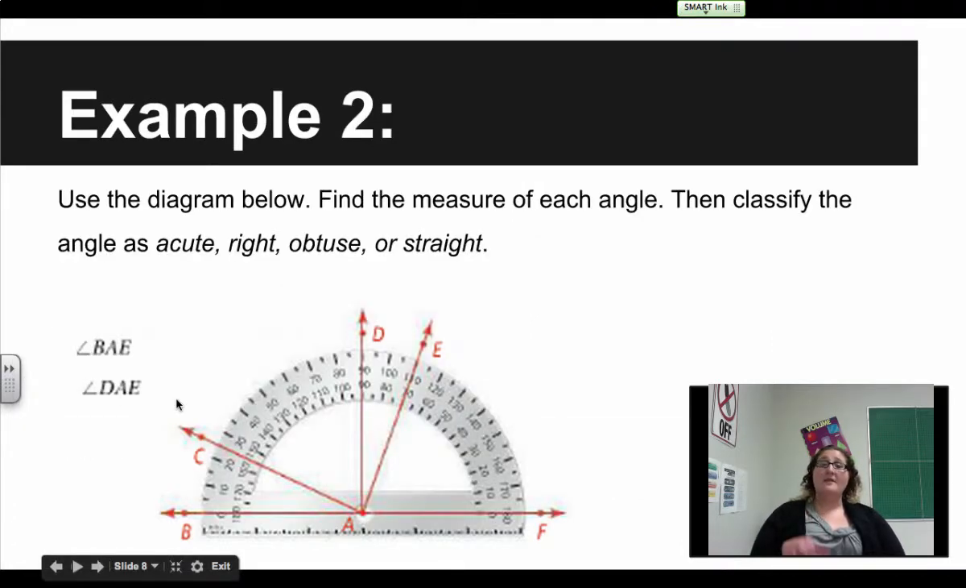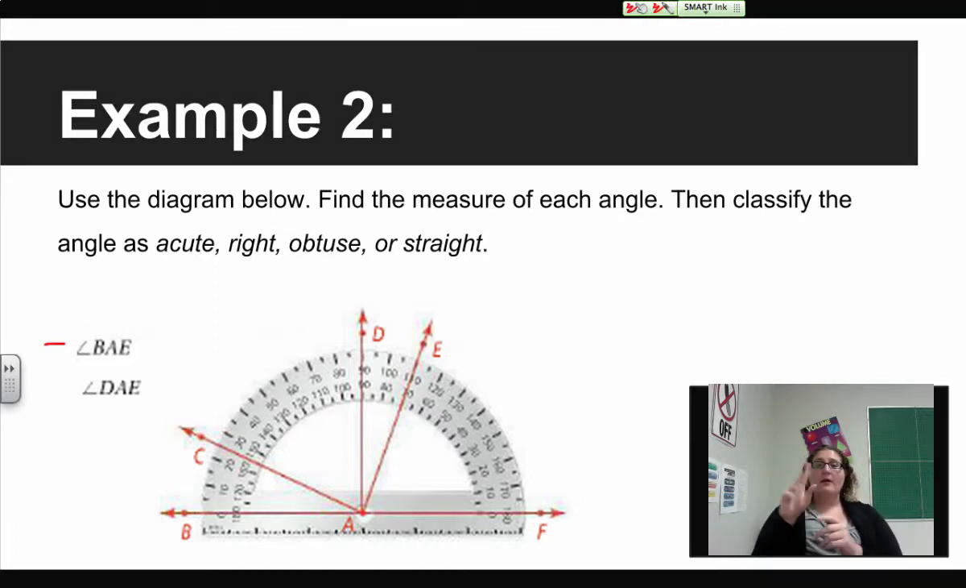Example 2 says, use the diagram below, find the measure of each angle, then classify the angle as acute, right, obtuse, or straight. Okay, we're going to look at the first one, angle BAE. So I need to find BAE. So here's BAE. I'm measuring this angle right here.